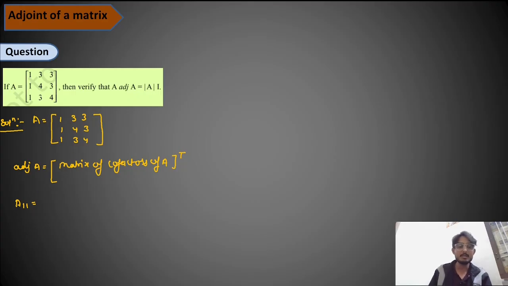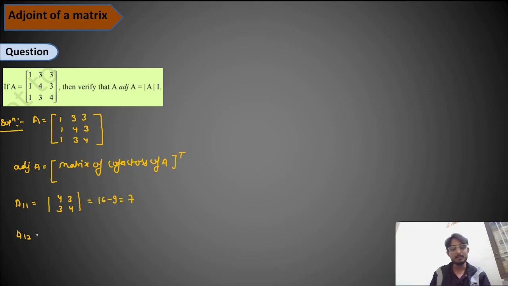So A11 means eliminate first row and first column. When you eliminate first row and first column, we will get 4, 3, 3 and 4. And here i plus j, i equal to 1 and j equal to 1, so 1 plus 1 is 2. This is an even number, so we will not change the sign. 4 fours are 16 and 3 threes are 9. It means 16 minus 9, so you will get 7.